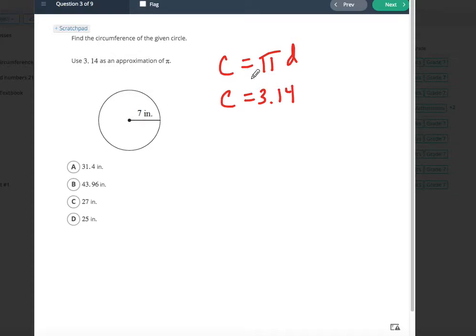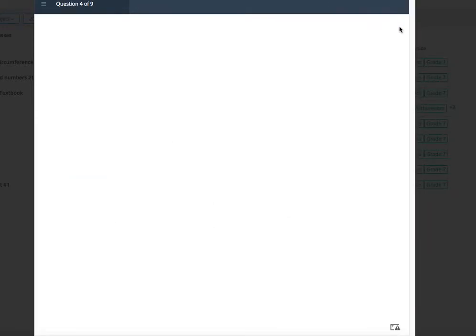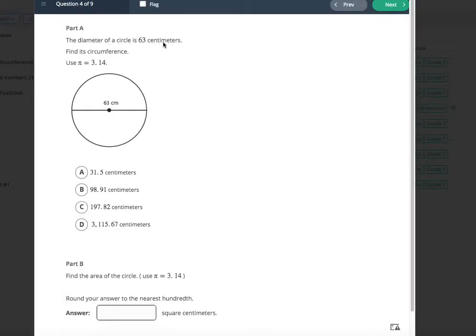You have to recognize that the diameter is 2 times the radius, so that means this is also 7 inches, so that means the diameter is 14 inches. So I'm doing 3.14 times 14. 3.14 times 14 is going to be 43.96. That's B. Moving on.